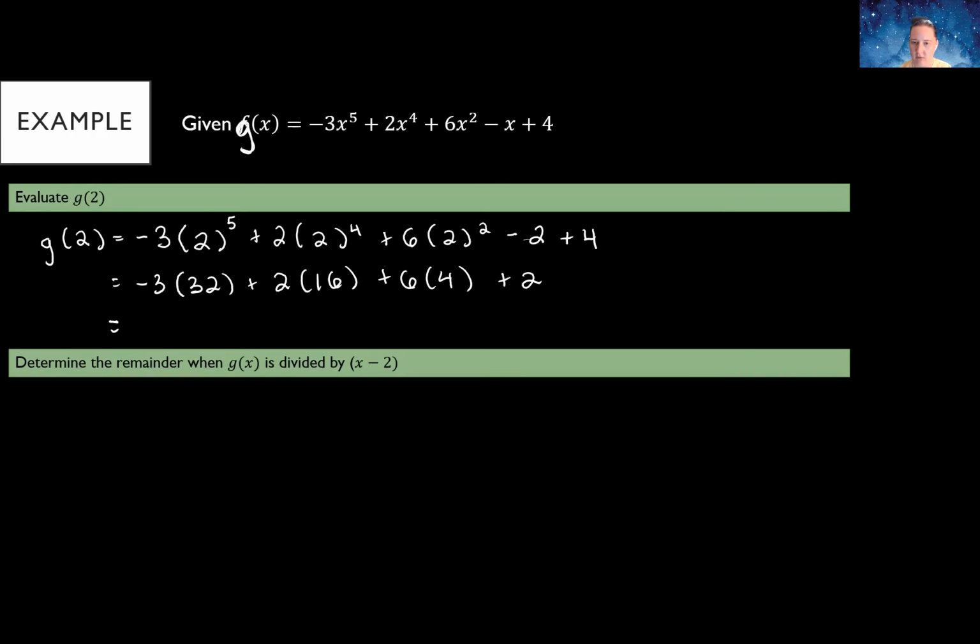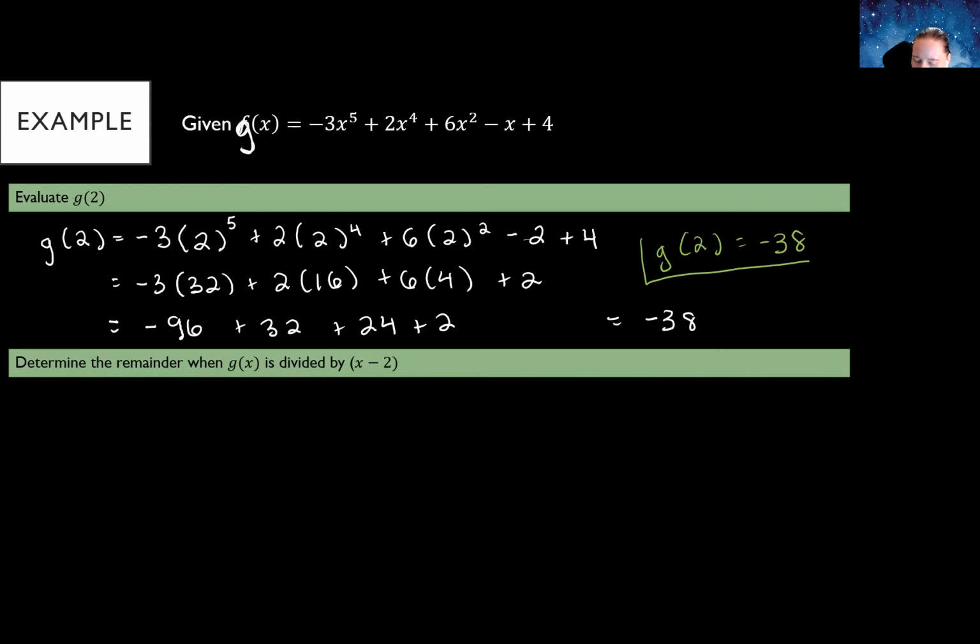Then we're going to do negative 3 times 32. So it's negative 96 plus 32 plus 24 plus 2. And we get our final answer. We add all these things up. It's negative 38. So G of 2 is negative 38.